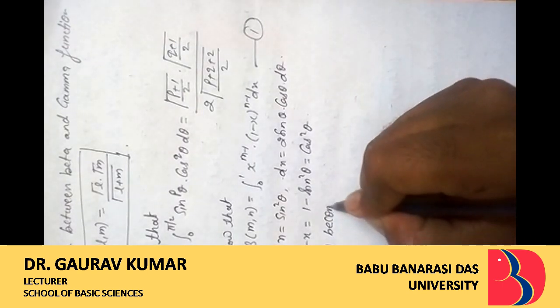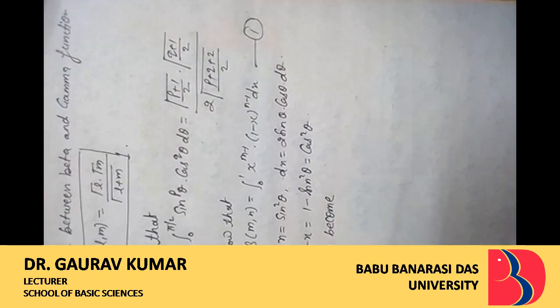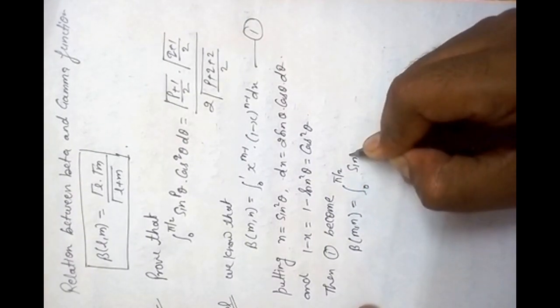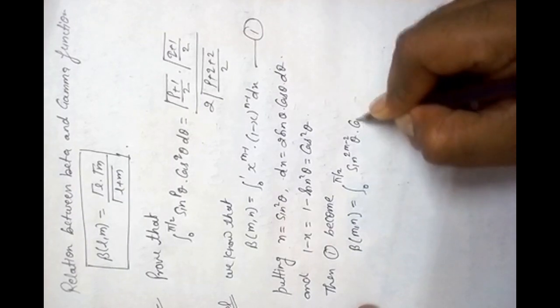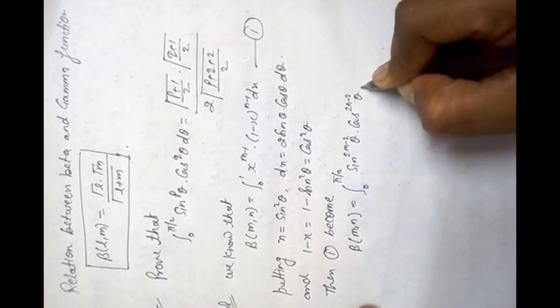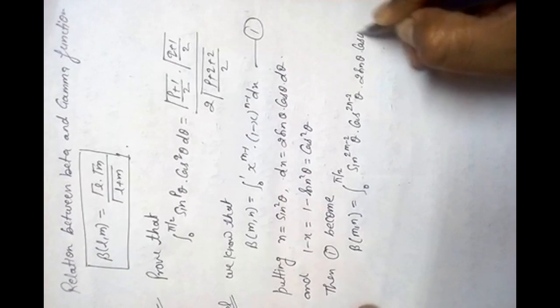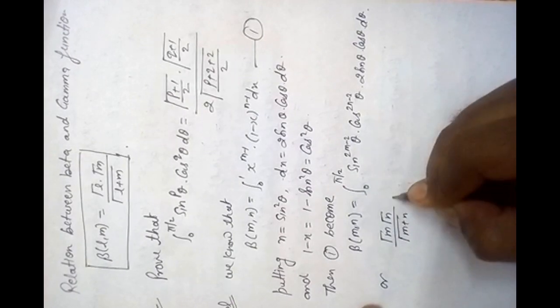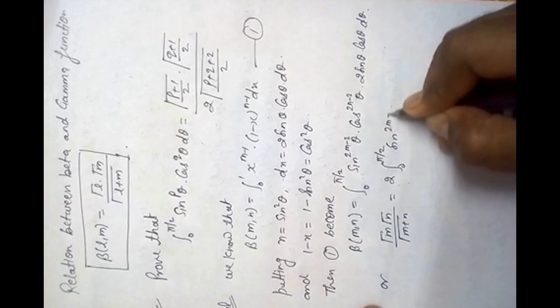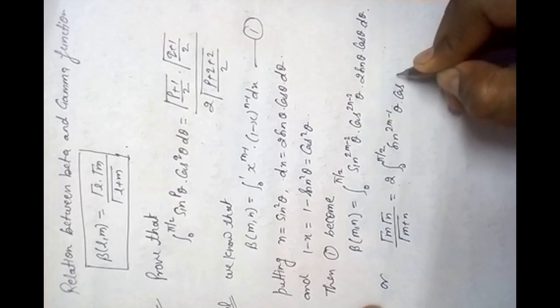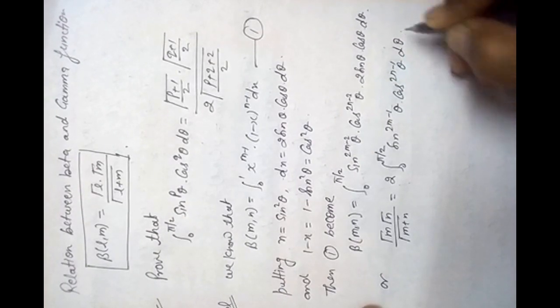Equation 1 becomes beta m comma n is equal to integral 0 to pi by 2 sin 2m minus 1 theta cos 2n minus 1 theta 2 sin theta cos theta d theta, and gamma m gamma n upon gamma m plus n is equal to integral 0 to pi by 2 sin 2m minus 1 theta cos 2n minus 1 theta d theta.